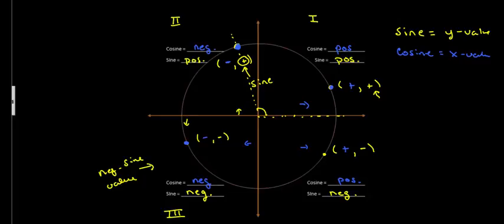Notice that sine and cosine are the same sign in both quadrants 1 and 3. Otherwise, they're opposite. So in quadrants 2 and 4, they'll have different signs.